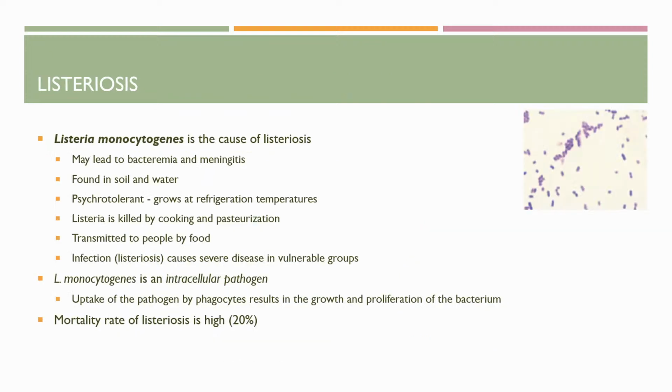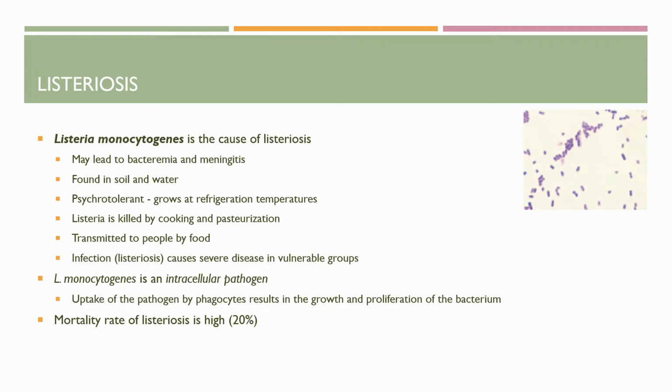And one of those really key examples is listeriosis. It's a disease caused by Listeria monocytogenes. This could lead to bacteremia and meningitis. Bacteremia is essentially sepsis. You have bacteria all throughout the bloodstream, and meningitis is infection and swelling of the brain. This is found in soil and in water. It can grow at colder temperatures. Usually it's killed by cooking and pasteurizing foods.